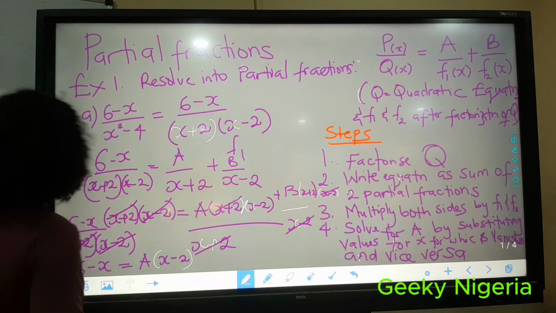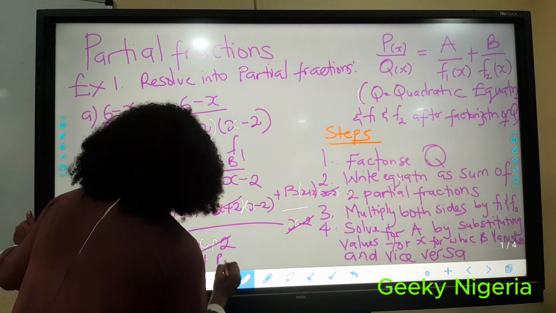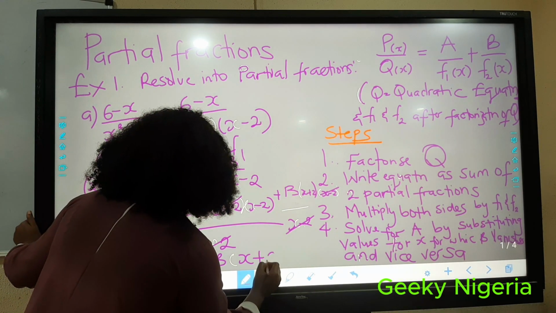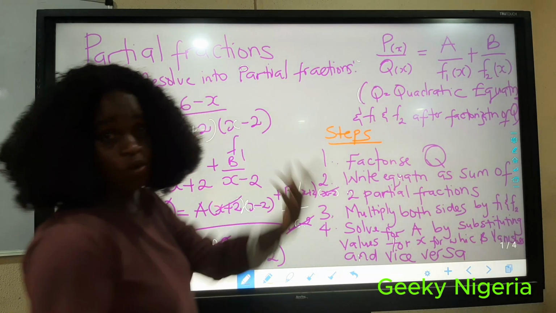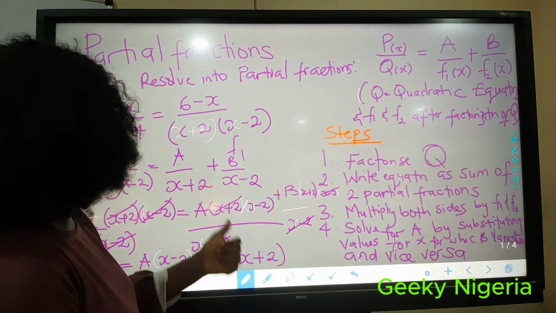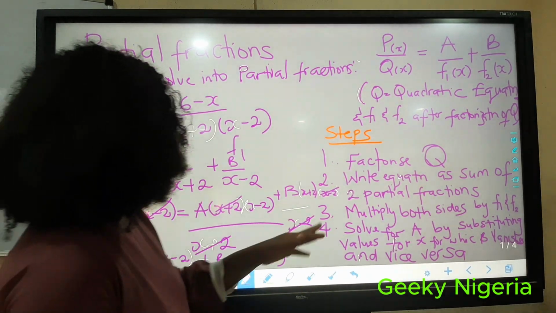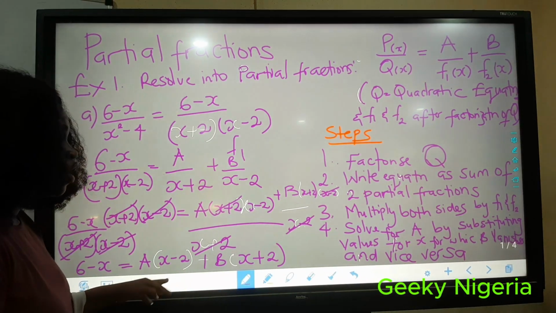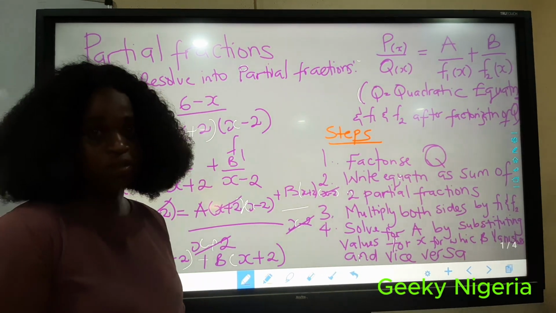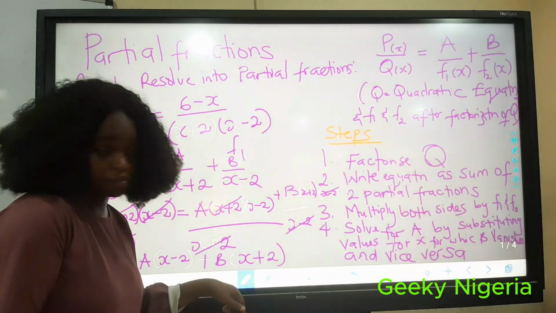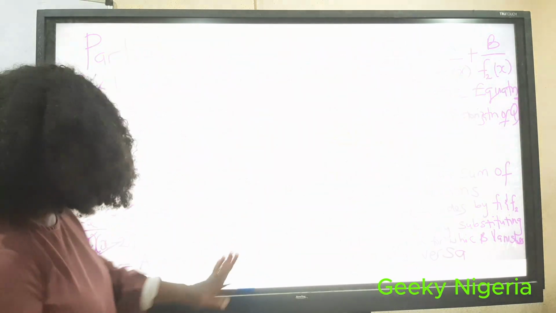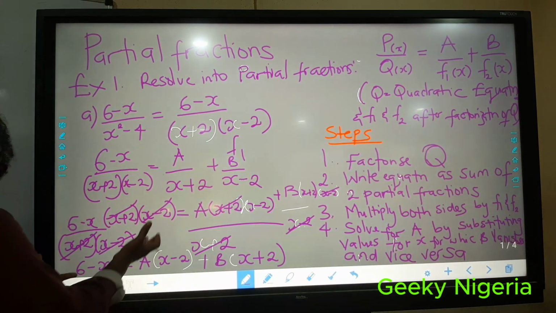A(x - 2), right? Plus B(x + 2). So we have done our third step, which is multiplying both sides by f1 and f2. So the fourth step says to solve for A, which we're trying to find, the A and B, that's the whole essence of partial fractions. It says to solve for A by substituting values for x for which B will vanish. That's if you want to find A, substitute values for x for which we will be able to eliminate B. And vice versa, to solve for B, substitute values of x for which we will eliminate A.